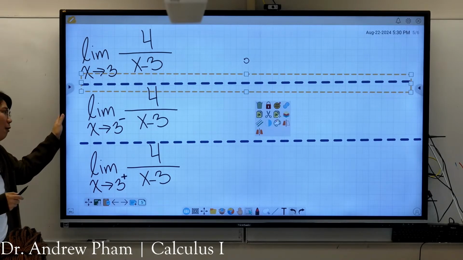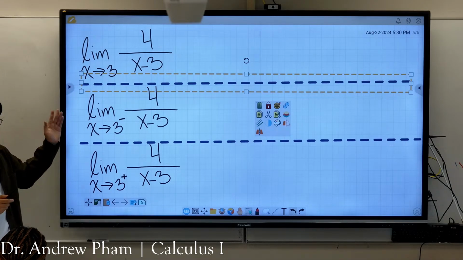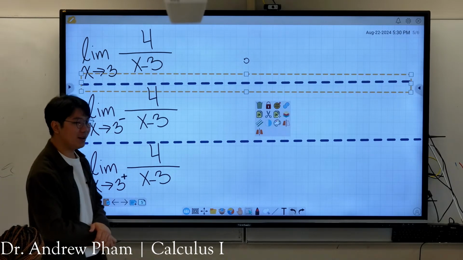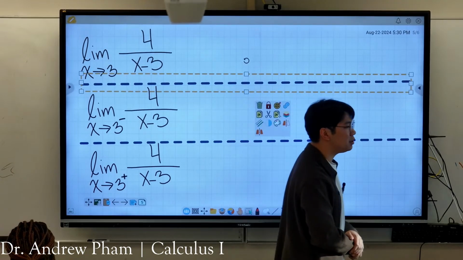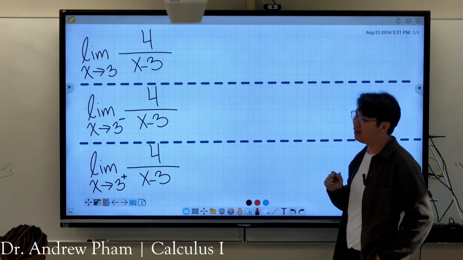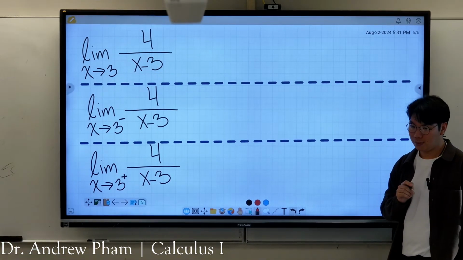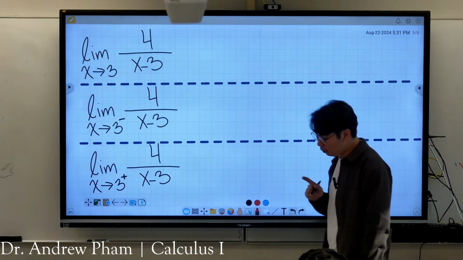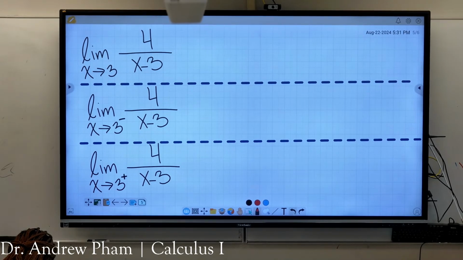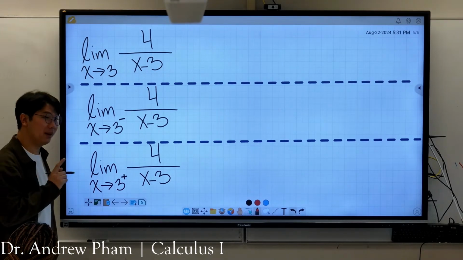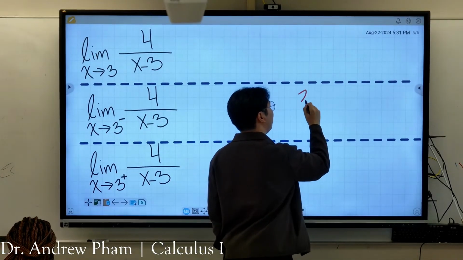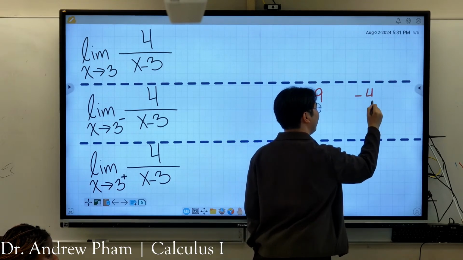So let's think about that. What happens if I plug in 2.9, for example, into my expression? I'm going to go ahead and actually pull out a calculator and see what happens whenever I put 2.9. This is not something that you have to write right now. If you don't have a calculator, that's fine. This one's just to prove a point. So what happens whenever I plug in 2.9? Again, don't write this. 2.9, I get negative 40.